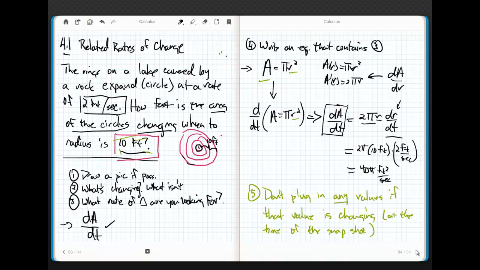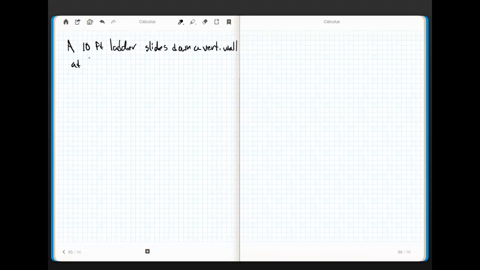Okay, these are just typical related rates of change problems. I'm going to keep the numbers nice and convivial. A 10-foot ladder slides down a vertical wall at 2 feet per second. Now, this is an amazingly simple problem. It's easy to write. And I'm going to do A.